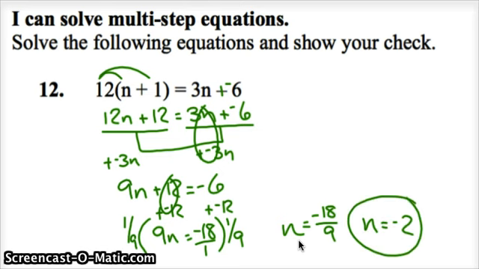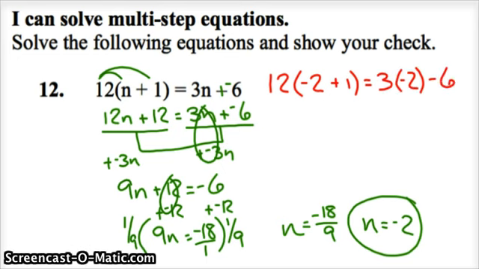We now take that answer, plug it back into our original equation to check. So we'll have 12 times n, which is negative 2, plus 1, is equal to 3 times n, which is negative 2, minus 6.